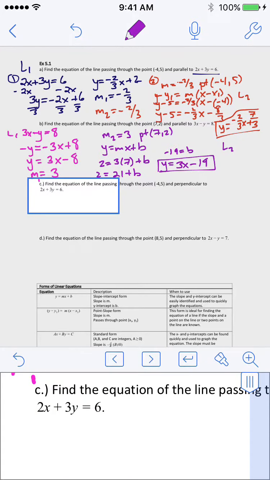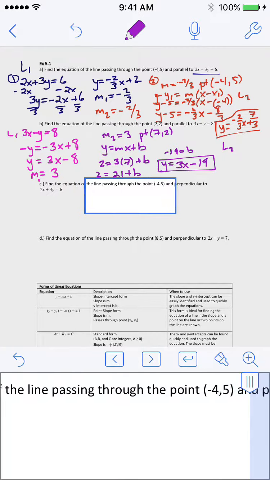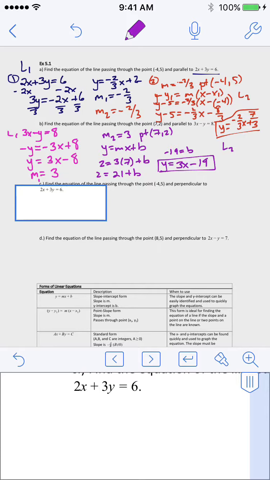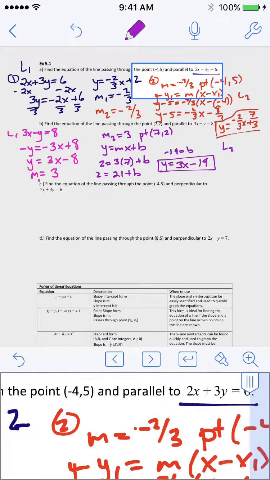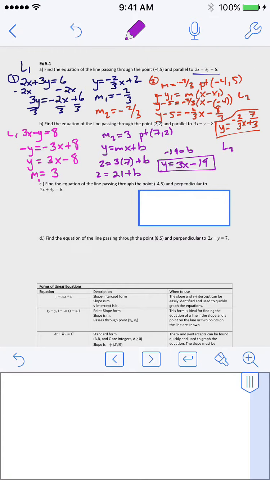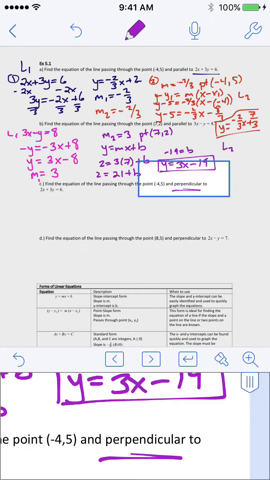All right, the next one is: find the equation of a line passing through point (-4, 5) and perpendicular to 2x plus 3y equals 6. This sounds verbatim, this question, except for one word. What's the only thing that's different between these two? That's right, the word perpendicular.